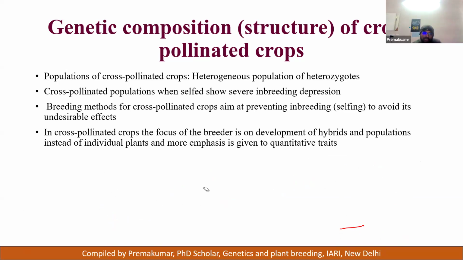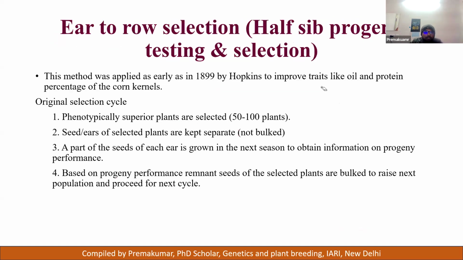Then we have discussed the breeding nature of cross pollinated crops. We have discussed population improvement. We have discussed hybrid development. What is inbred development, the different steps of inbred development, the steps of hybrid development, the genetic basis. Everything we have discussed. I think if anything is left out, please ask, regarding breeding for cross pollinated crops.